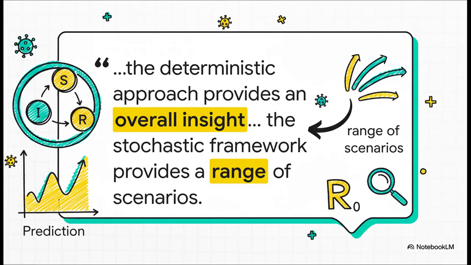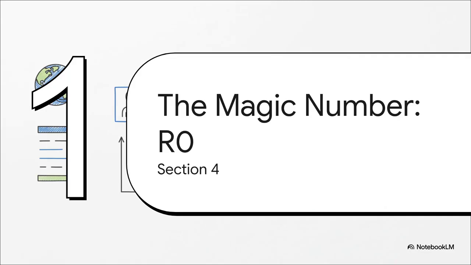And the research paper we're drawing from for this explainer puts it perfectly. The deterministic approach gives you the general idea, the overall insight. But the stochastic one, that gives you the range of what could actually happen in the real, messy world. You really need both. Okay, so we've got the basic machinery down. Now let's talk about the single most famous number that comes out of all this modeling. It's one number that can tell you almost everything you need to know about how dangerous an outbreak really is.